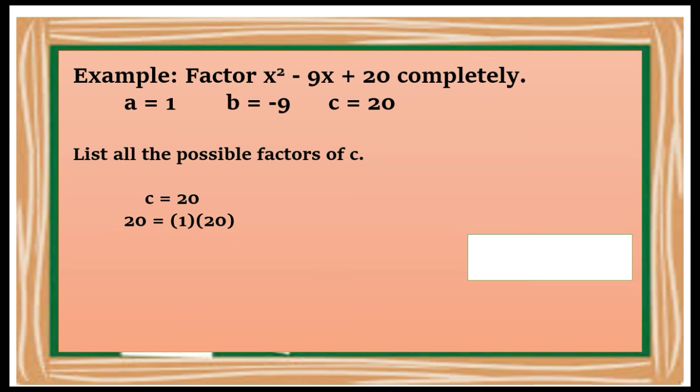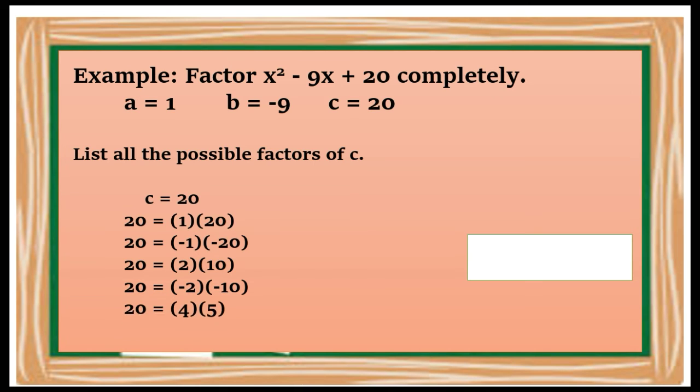The 20 could be achieved through the product of 1 and 20, or the product of negative 1 and negative 20, or the product of 2 and 10, or the product of negative 2 and negative 10, or the product of 4 and 5, and lastly it could be the product of negative 4 and negative 5. So these are the possible factors of your c.